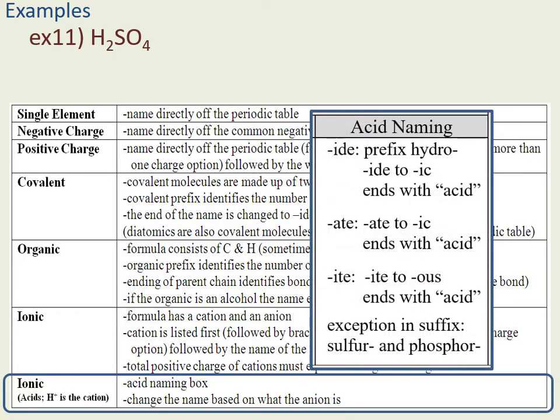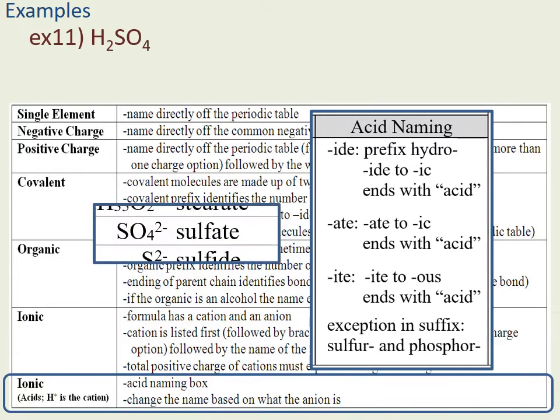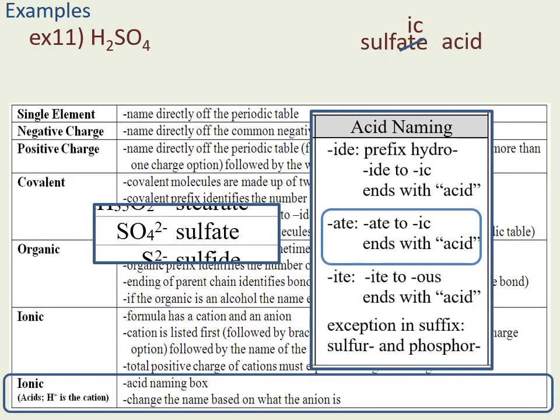So I need my acid naming box. And it says change the name based on what the anion is. So if I have H plus on the front, and I have two of those, that means my negative must be SO4 2 minus. So I go to the negative list on my pink sheet and look up SO4 2 minus, which is sulfate. Now in the acid naming box, it says if I have ate, I change ate to ic, and I follow with acid. So that gives me an answer of sulfic acid.